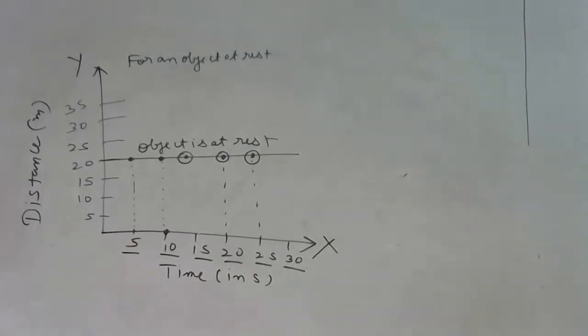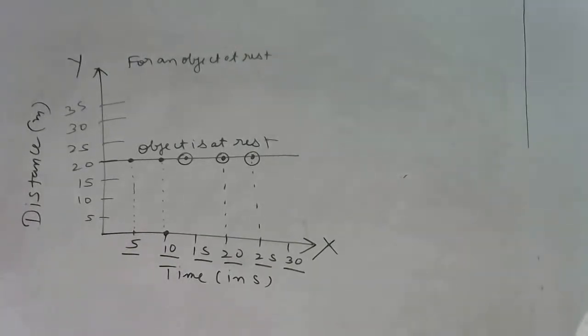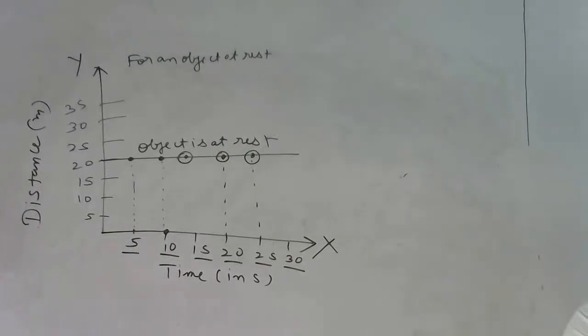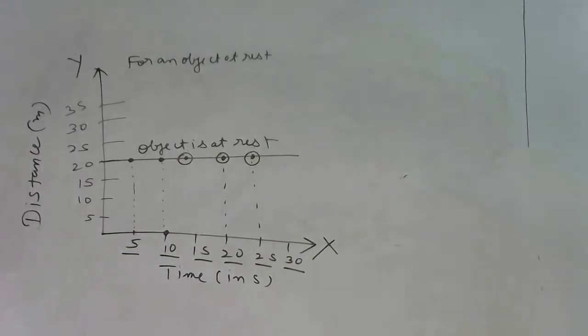Draw the graph. Write down the heading: distance time graph for an object at rest, and then draw the graph.